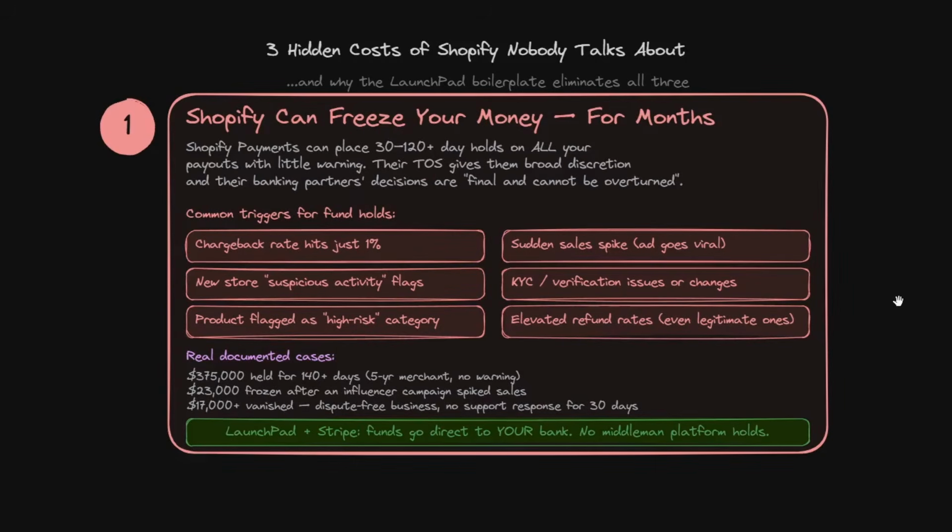All right, now let's talk about the 3 hidden costs of Shopify that nobody talks about. One, I mentioned earlier, but Shopify can freeze your money for months, and common triggers for this are: chargeback rates hit 1%, you've got a new store and suspicious activity is flagged, product flagged as high risk, sudden sales spike. So if you have an ad that goes viral, you run the risk of having your funds frozen. If there are know your customer verification issues or charges, that'll result in your funds being frozen. That's happened to me. And the last one I've got listed is an elevated refund rate. So if you choose to refund customers for whatever reason, that can also trigger all your funds being frozen.